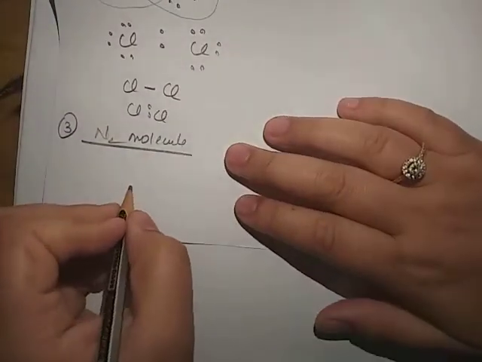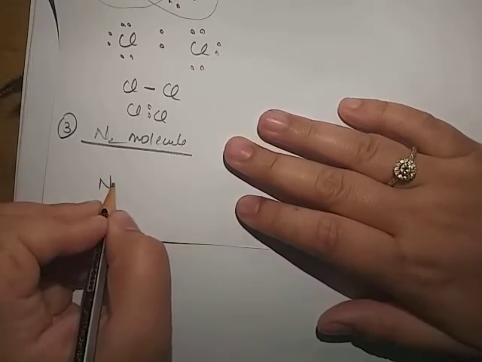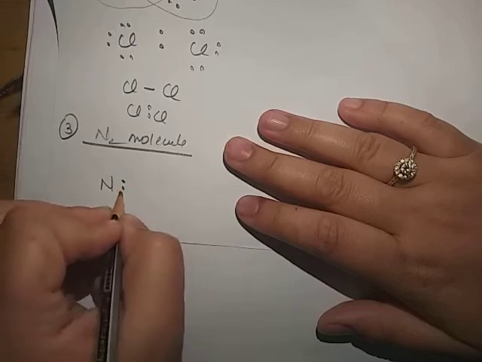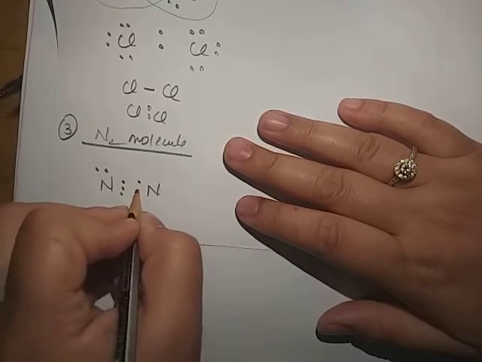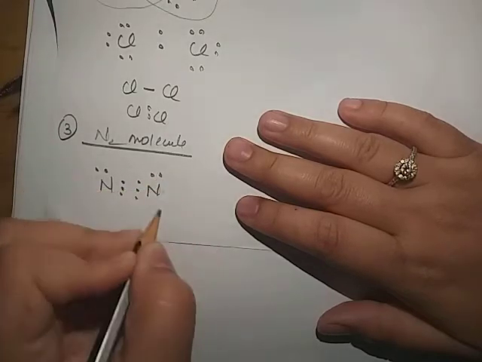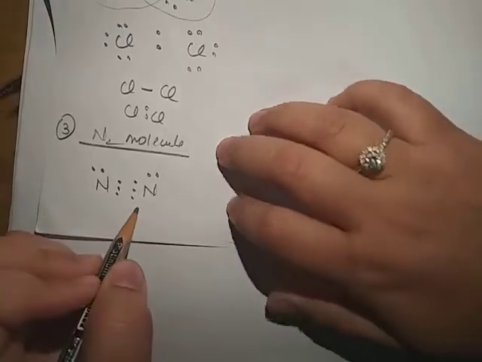Moving on to the third example, that is the N2 molecule. All right, this is nitrogen. Nitrogen has how many electrons in its valence shell? 5. 1, 2, 3, 4 and 5. Similarly this nitrogen also has 1, 2, 3, 4 and 5. Correct. So it needs how many electrons to fulfill its octet?